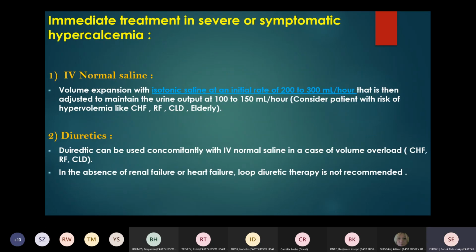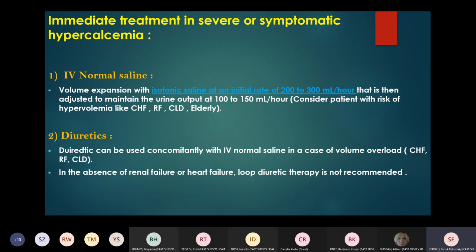First of all, the main treatment for all cases of hypercalcemia is vigorous hydration, IV fluid with normal saline, and it should be between 200 to 300 ml per hour. It means it could be 5 liters per day. But of course, you have to be cautious with patients with heart failure, chronic kidney disease, and chronic liver disease to avoid hypervolemia.